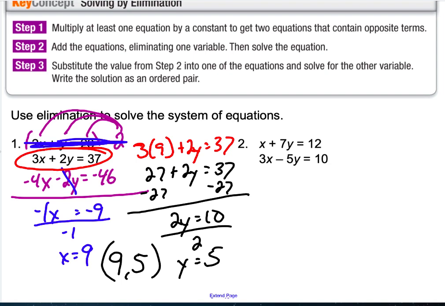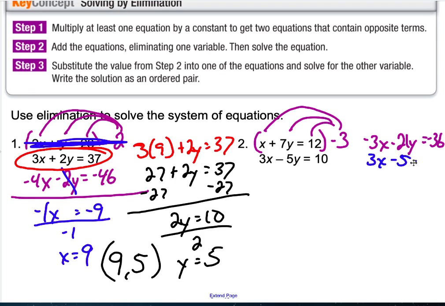All right, second one. So x plus 7y equals 12. 3x minus 5y is equal to 10. So there's lots of different possibilities. I can get my y's to match up. I can get my x's to match up. But I like to go with the one that's going to require the fewest steps. So in this case, if I were to multiply that whole top line by -3, that's going to give me a -3x minus 21y equals -36. But now that matches up with the positive 3x in the other equation.